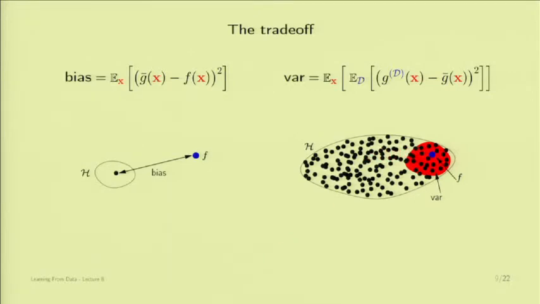So if I make the hypothesis set bigger, I am making the bias smaller because I'm getting it closer to f and being able to approximate it better, so the bias is diminishing. But the variance goes up. Why does the variance go up? Because the red cloud becomes bigger and bigger.